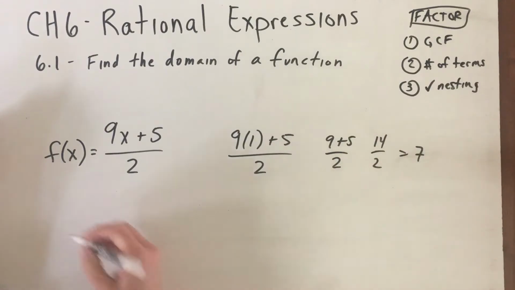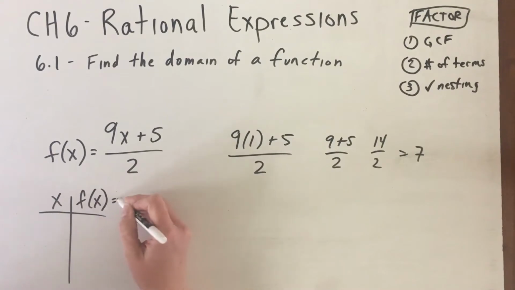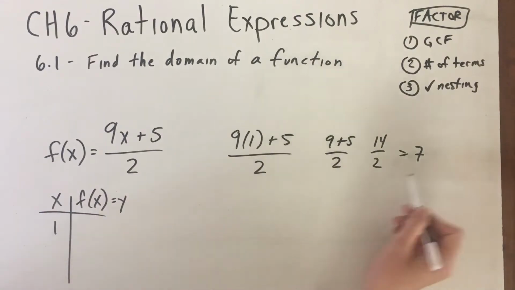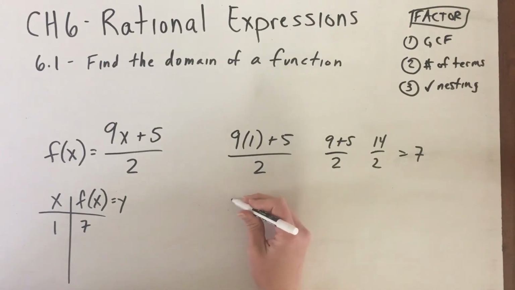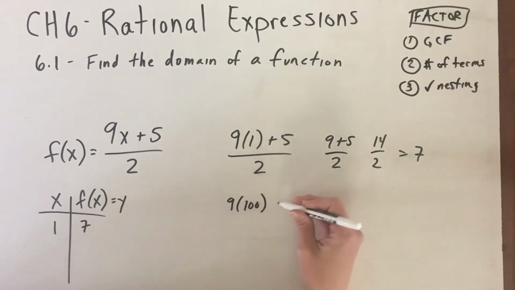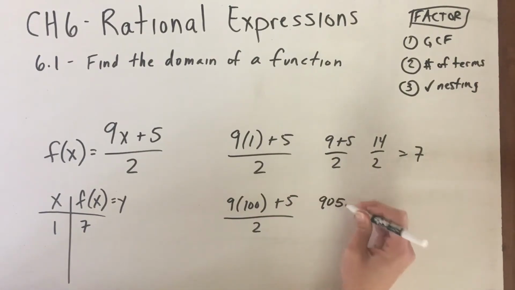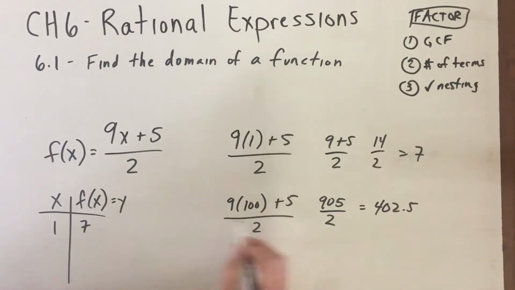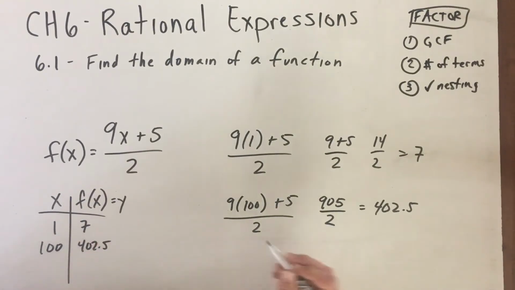7. So if I were going to make a t-chart, I would say this is x, and this is the f of x, which by the way is the same thing again as y. When x is substituted for the value of 1, then y is 7. And I could plug in 100 and get 905 over 2, which is going to give me 402.5. So when x is 100, y would be 402.5, and we could go on and on.